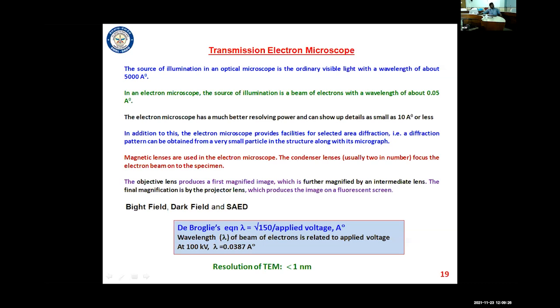As per de Broglie, he proposed an equation that lambda is equal to the root of 150 by the applied voltage, where lambda is in angstroms. At 100 kilo volts, lambda is around 0.0387 angstrom units. As I mentioned, the resolution of TEM is less than 1 nanometer, and you can go even up to 0.3 nanometers. The applications of TEM I will explain in the subsequent slides.